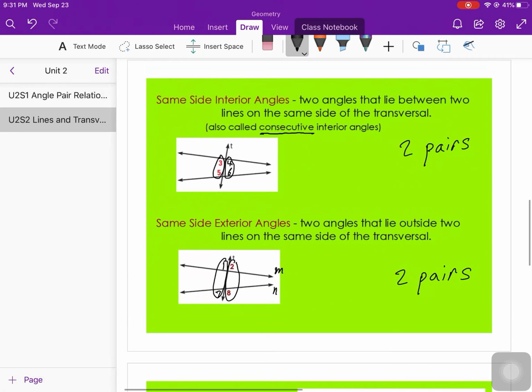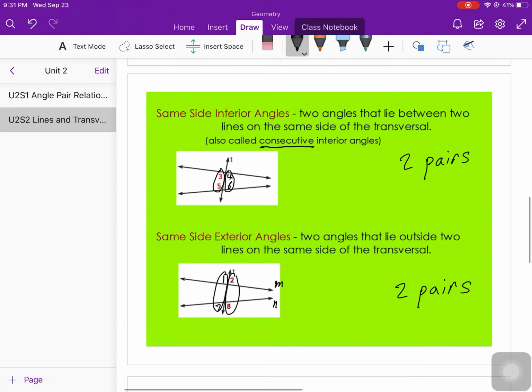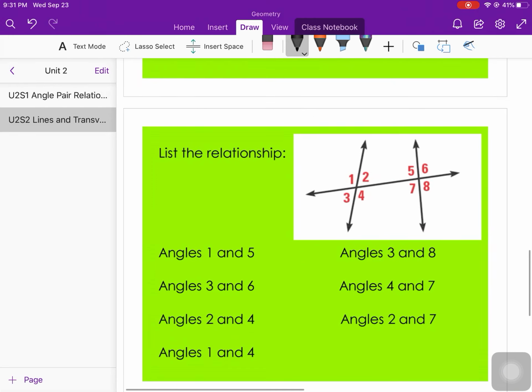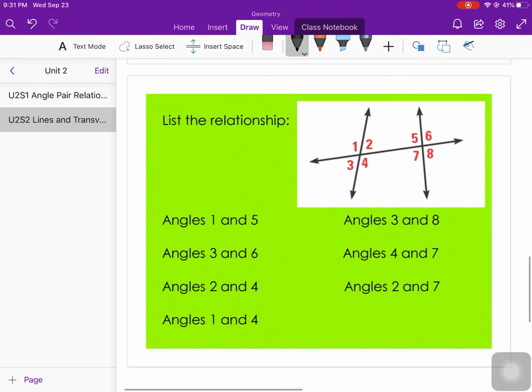Okay, so we are going to practice this a lot. If that was overwhelming or you think that's too much to remember, it will get better with time, I promise. So let's go ahead and practice these and identify some relationships.